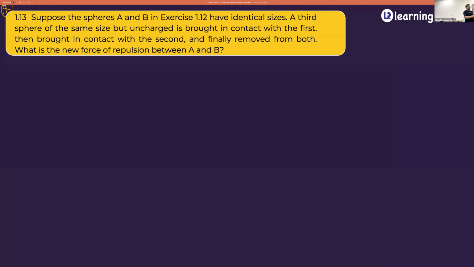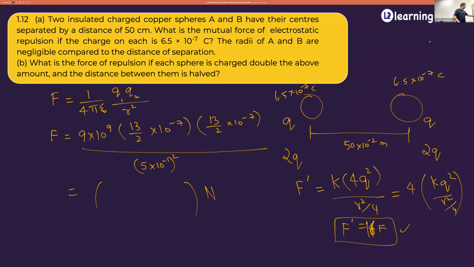Listen to this. So initially, if I take the charge to be Q here, and if I take the charge to be Q here, right? So first of all, tell me what is the value that was obtained in the previous case. So what is this value?